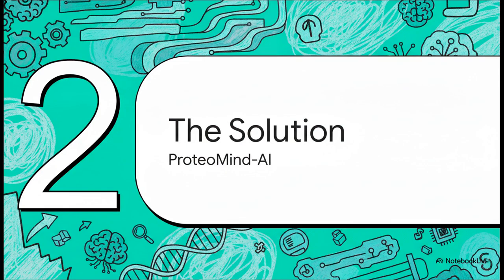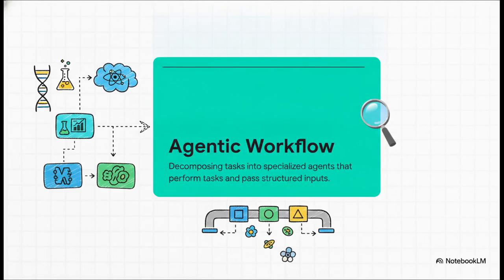Section 2. The ProteoMind AI solution. It turns out that biological interpretation is actually a perfect use case for an agentic workflow. Instead of building one massive monolithic application, ProteoMind AI breaks the pipeline down into modular, highly specialized agents. Each agent handles a very specific scientific task, takes in structured input, and outputs standardized data. It's an approach that drastically improves both maintainability and automation.